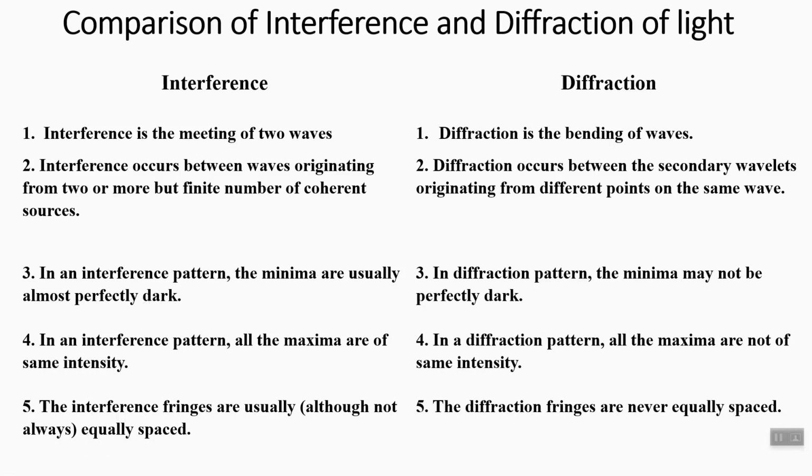In an interference pattern, all the maxima are of same intensity, whereas in a diffraction pattern, all the maxima are not of same intensity. The interference fringes are usually equally spaced, whereas the diffraction fringes are never equally spaced. Both interference and diffraction arise due to superposition effects, and often both are present simultaneously.